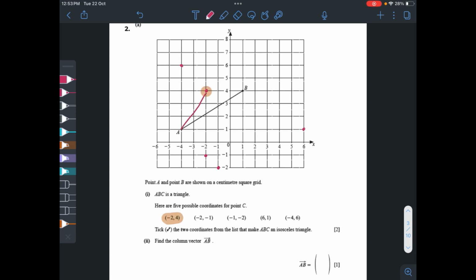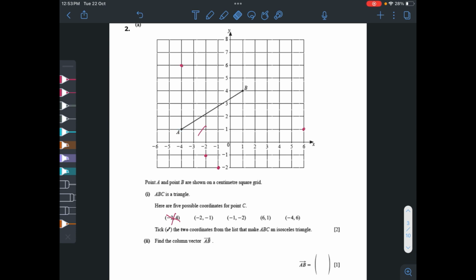If I sketch a straight line from this point all the way to this point, let's find the distance. From this point, if this was C, this would be 3 units, but then A to C would be 2 units, and this would be 3 units. That means the length that you find for this would be greater than 3 if you use the Pythagoras theorem. So this is not one of the coordinates. Cross it out.